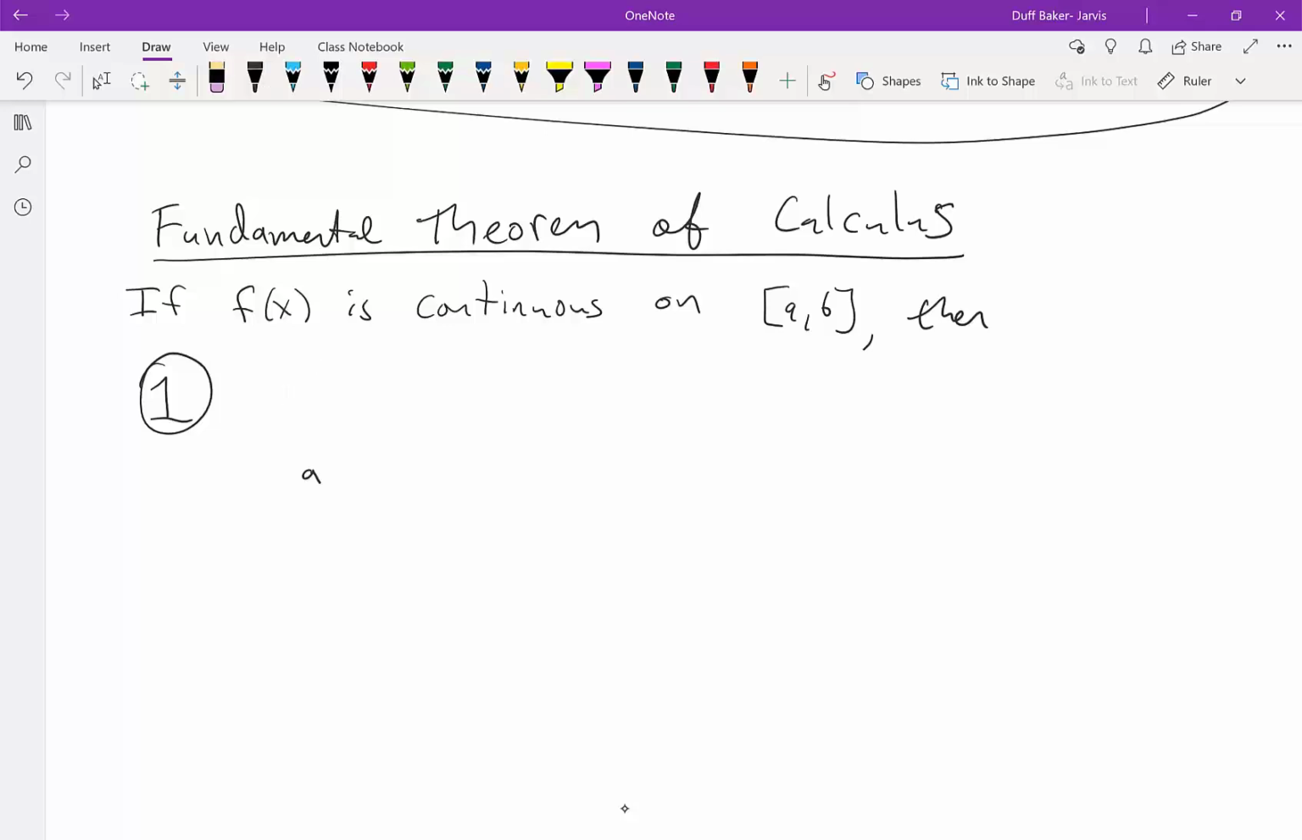Let me write it like this. I always debate which way to write this. Let's just stick to this way. So if I take the integral of my function from a to a variable x, okay? So this thing, it's important to realize this is a function of x, right? Because it says take the area under f between a and x, and I can move x, right?